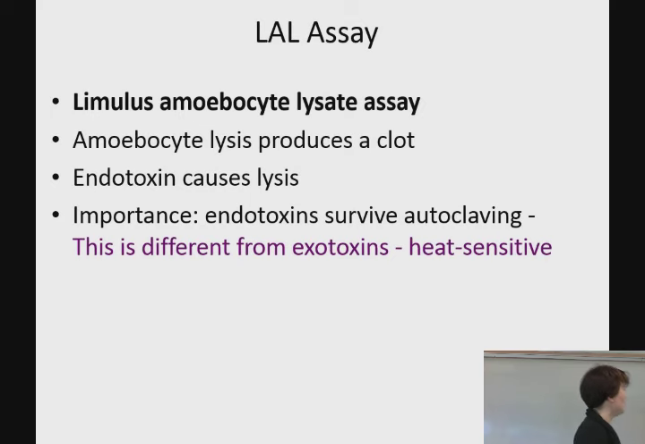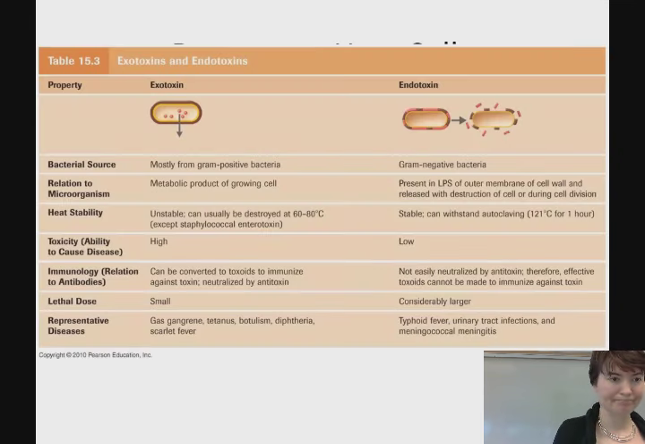Now, I want to emphasize this because you do have to know this. Endotoxins are heat resistant. Exotoxins are heat sensitive. So that is an important distinction. Exotoxins are much more likely to kill you, but they're much easier to get rid of. So this is just a chart that summarizes the differences, and I'm not going to go through this because we've talked about it, but you can have it in your notes as a way to study for these two types of toxins.